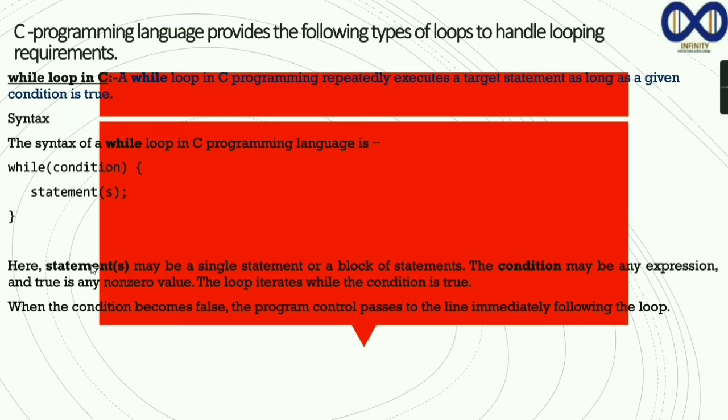Here the statement may be a single statement, or a block of statements. The condition may be any expression, and true is any non-zero value. The loop iterates while a condition is true. When the condition becomes false, the program control passes to the line immediately following the loop.